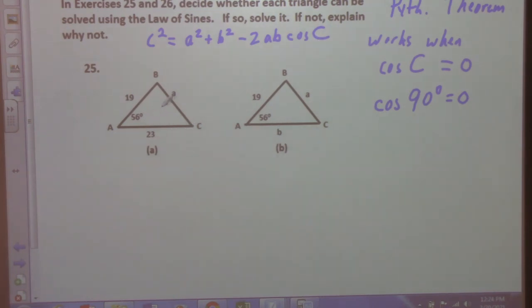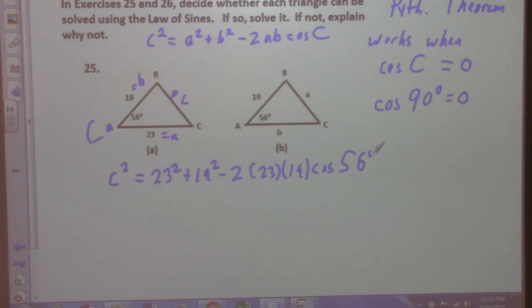So if we want to find the side over here, what I like to do is make them big C, little c. I like to change things up. This could be side A and side B, whatever. So we have C squared, using this formula here, equal to A, I'll call that 23, and I'll call B 19. So we have 23 squared plus 19 squared minus 2 times 23 times 19 times cosine C, which is cosine 56 degrees. Does that make sense? Do you have questions on that?